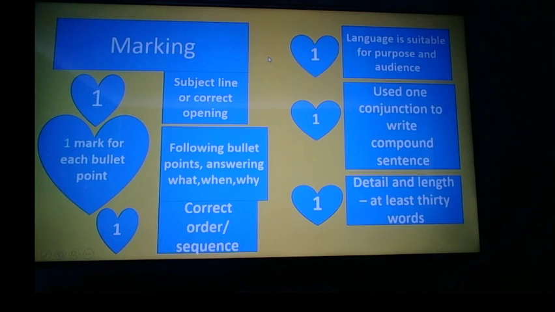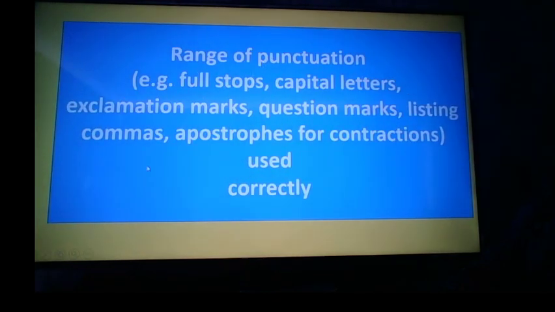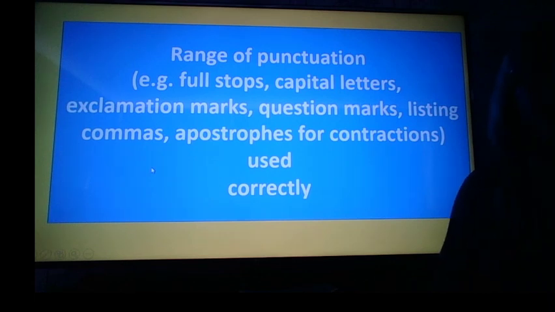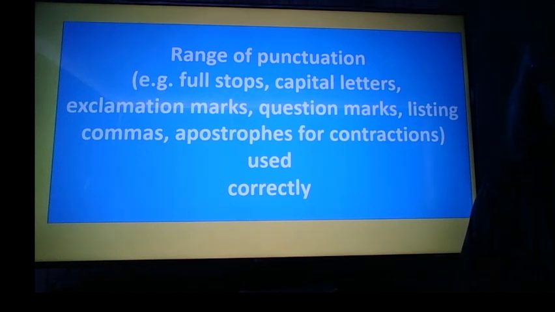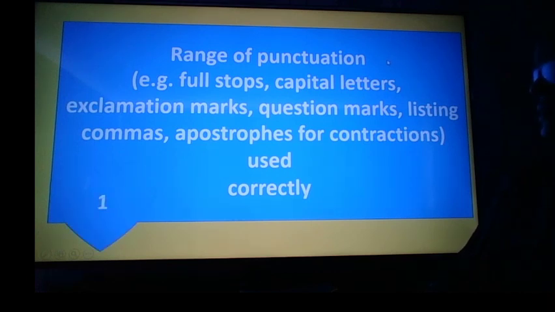And then you have 2 extra areas, your punctuation. Now, how many marks do you think you would get for punctuation? Because lots of people worry about their punctuation. Have I put the full stop in the right place? Have I done that correctly? Let's just have a look. How many marks if you're entry level 3 functional skills? 1 mark. So you really don't need to worry. Just do your best when you're doing your writing, because you have 1 mark for that.